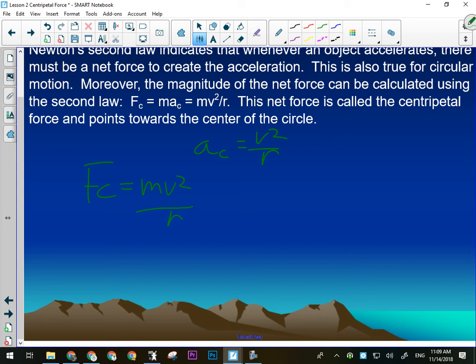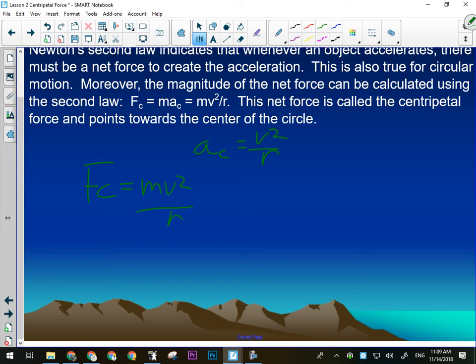Okay, think about last unit. If I increased mass, what happened to force? It increased. In what way? Linearly. Well, it's still the same here. Mass isn't, there's no exponent on mass. We're not dividing by mass, we're multiplying by it. So if I double the mass, I'll double the centripetal force.